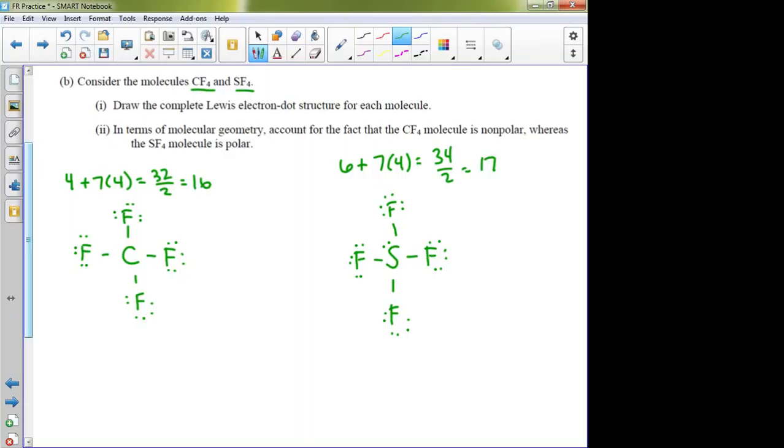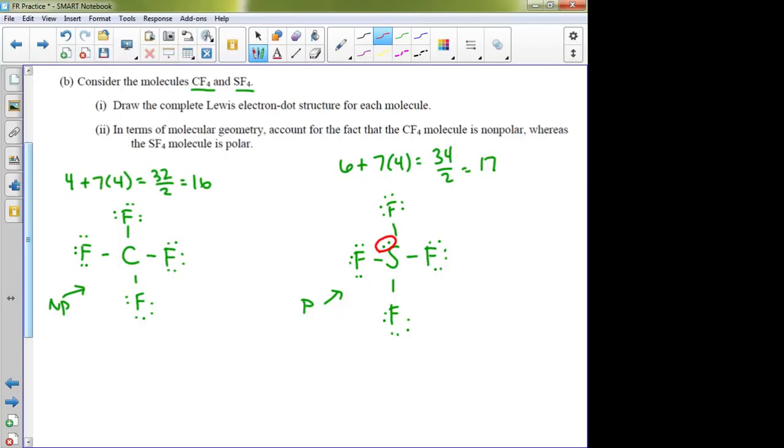So then the last question is, in terms of molecular geometry, account for the fact that the CF4 molecule is nonpolar, whereas the SF4 molecule is polar. So let's pretend for a second we're on the AP exam and we don't know anything about this question, but I look at the 2 drawings, and what is literally the only thing that is different about them? Sulfur has an extra pair, that lone pair, right? So that lone pair is somehow affecting the polarity, correct?